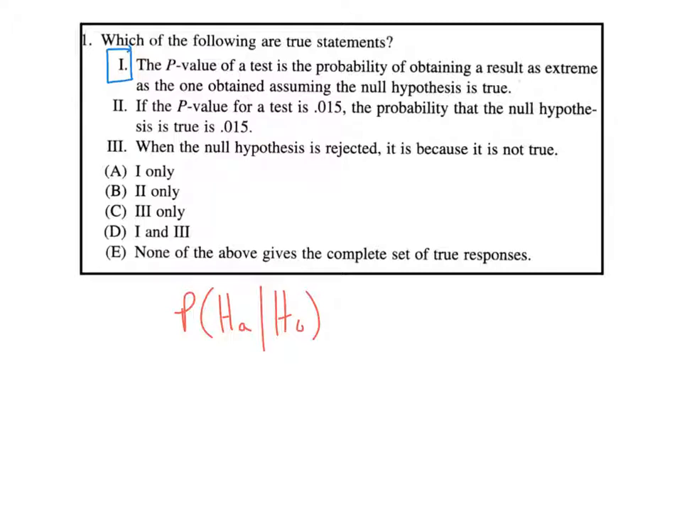If the p-value for a test is 0.015, then the probability the null is true is 0.015. No, that is not the definition of a p-value. It's the probability of that sample's occurrence if the null is true. And when the null is rejected, it is because it's not true. Well, that's false because, of course, we have type 1 error, where we may reject the null based on its low probability, but that doesn't mean it's not true. That just means our sample gave evidence against it. So it is Roman numeral 1 only.